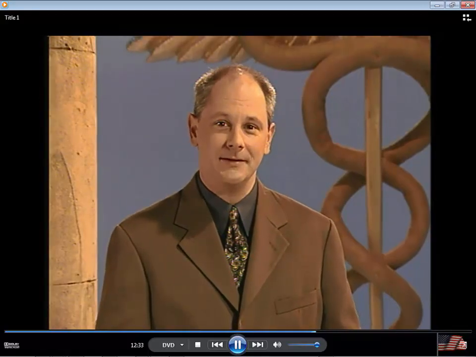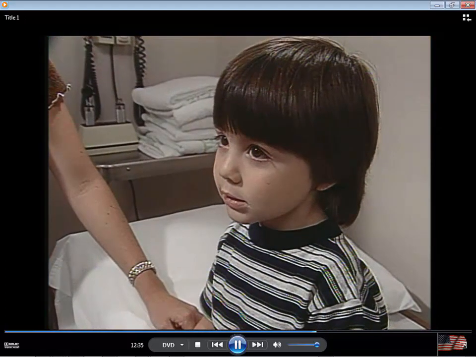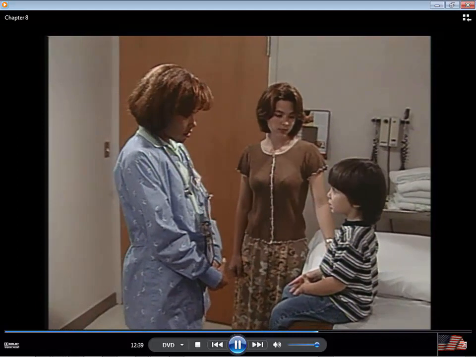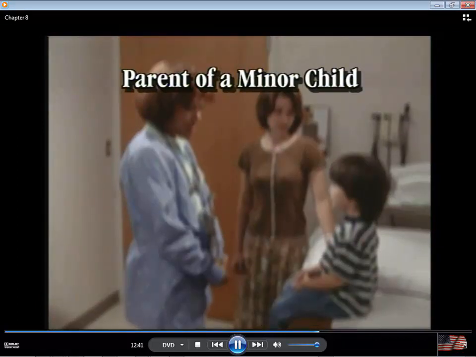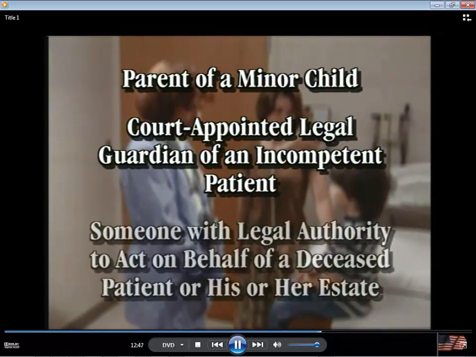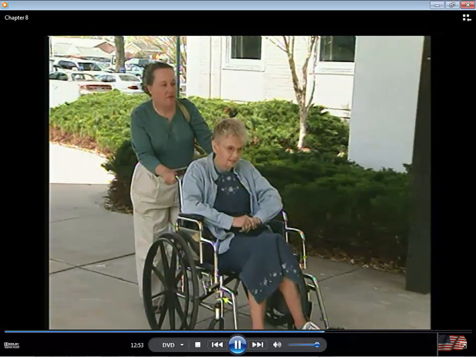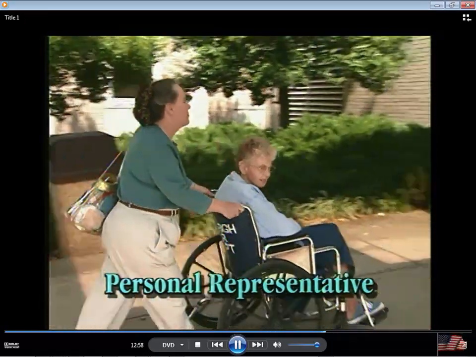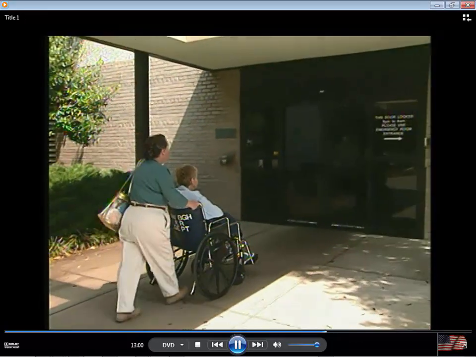Some patients choose to designate another to act on their behalf. In these situations, someone else has the authority to make healthcare decisions. Examples include the parent of a minor child, a court-appointed legal guardian of a mentally incompetent or otherwise incompetent patient, or someone with legal authority to act on behalf of a deceased patient or his or her estate. In these cases, a designated personal representative acts on behalf of the patient and exercises that patient's rights.